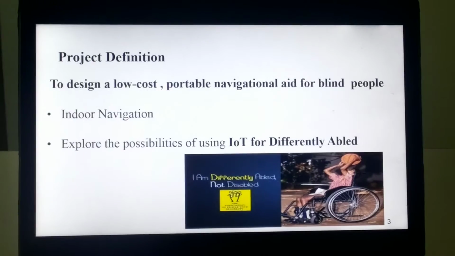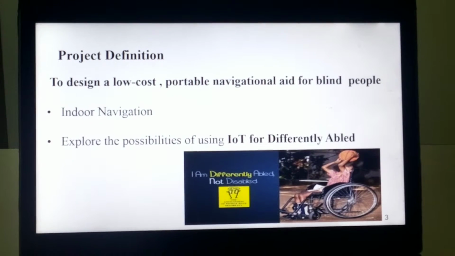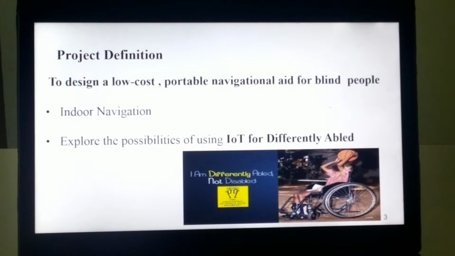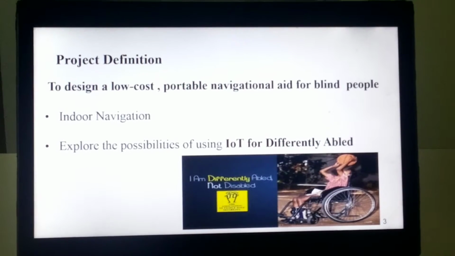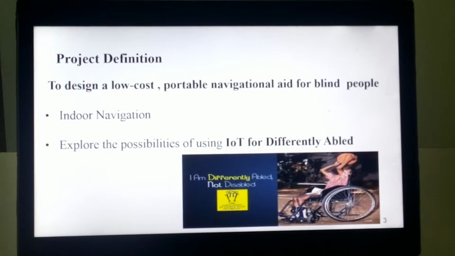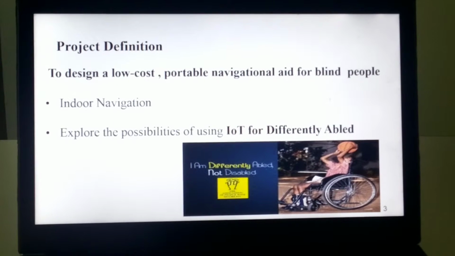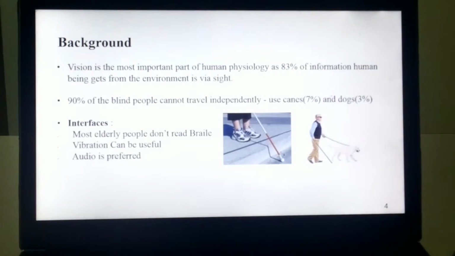So the project definition is: we are trying to design a low-cost, portable navigational aid for blind people. This mainly helps with indoor navigation, because right now we have devised a prototype, a foolproof product which is helpful for indoor navigation, and in parallel we are trying to explore the possibilities of using IoT for the differently abled.